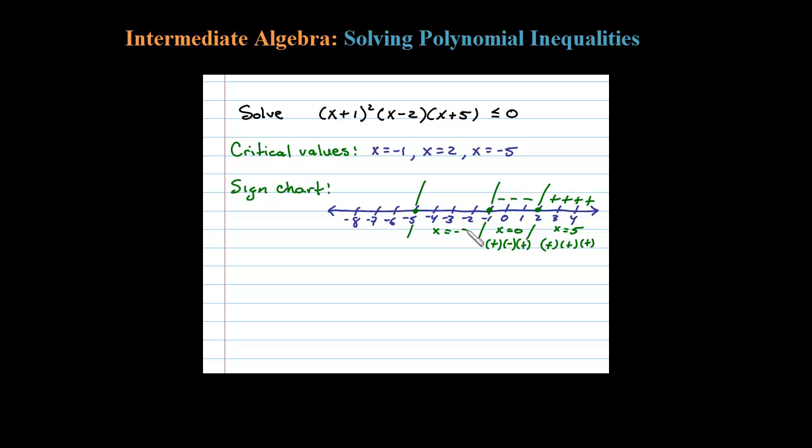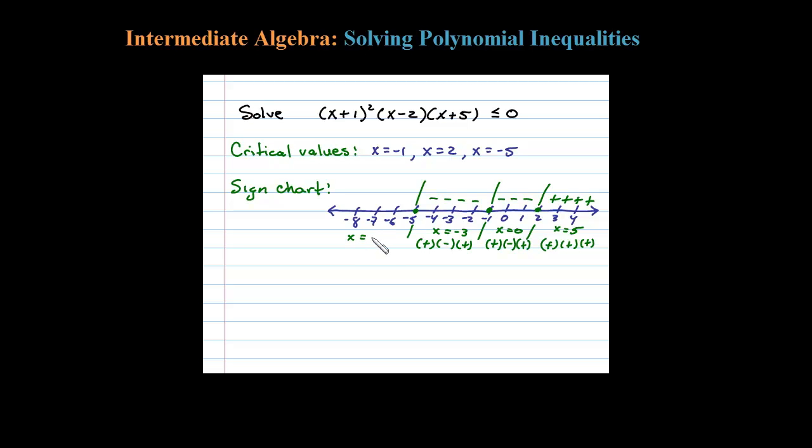Okay, choose a test value in this interval, say -3. Squared is positive. -3 minus 2 is negative. -3 plus 5 is positive. Okay, so when you multiply those together, you get negative. This is a good example to show that it doesn't always alternate.